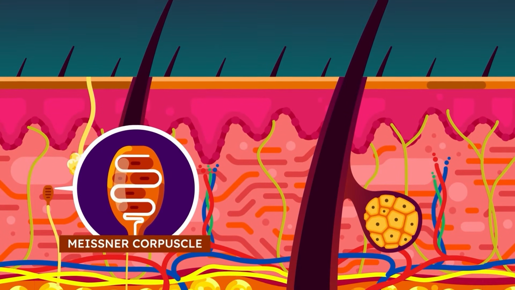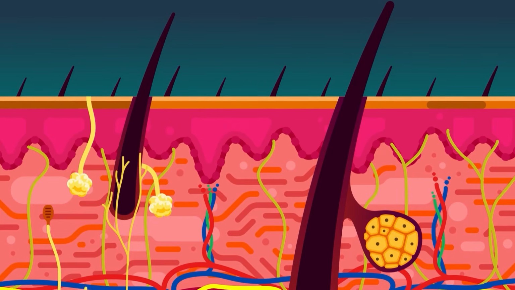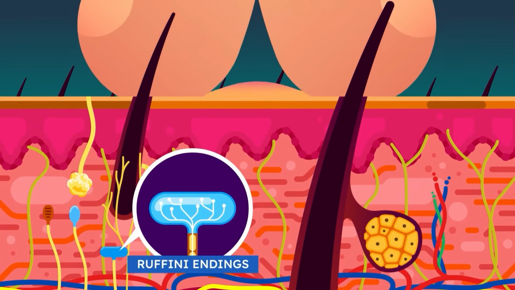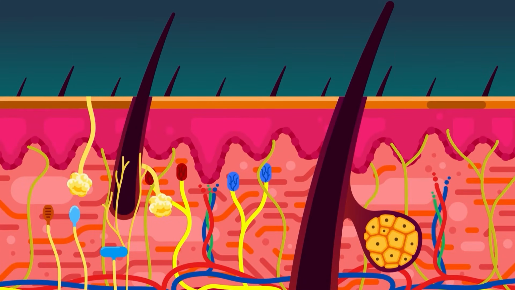Meissner corpuscle detects indentation and slipping of objects. Pacinian corpuscle detects vibration. Ruffini corpuscle detects stretch. And thermoreceptors sense warm and cold temperatures. Moving towards the superficial dermis layer, the papillary layer.